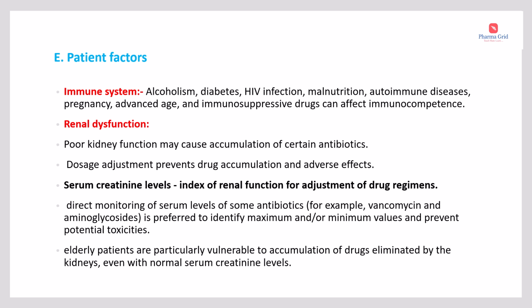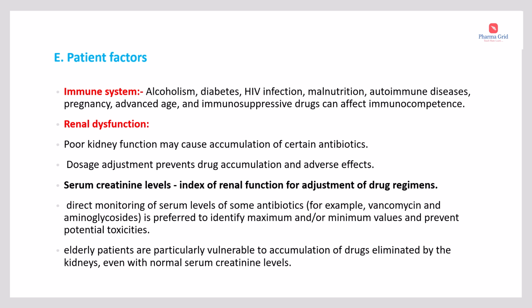Then the next point is renal dysfunction. We know that the major excretory organ in our body is the kidney. So poor kidney function may cause accumulation of certain antibiotics. In such cases, dosage adjustment is required. Dosage adjustment prevents drug accumulation and adverse effects. In order to do the dosage adjustment, we are mainly using the serum creatinine levels. Serum creatinine level is an index of renal function for adjustment of drug dosage regimens.